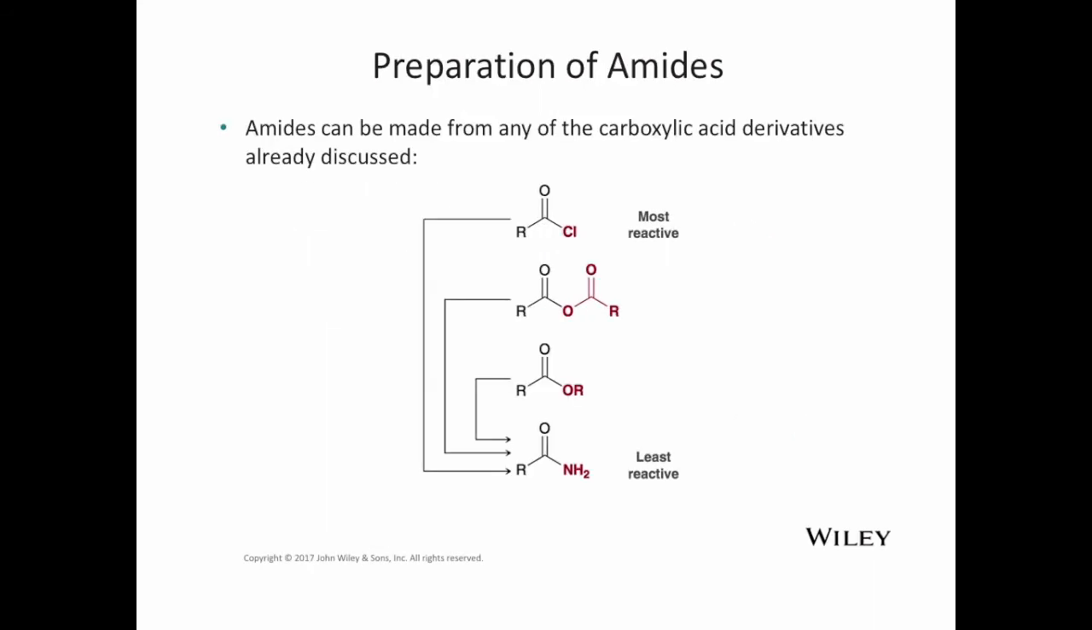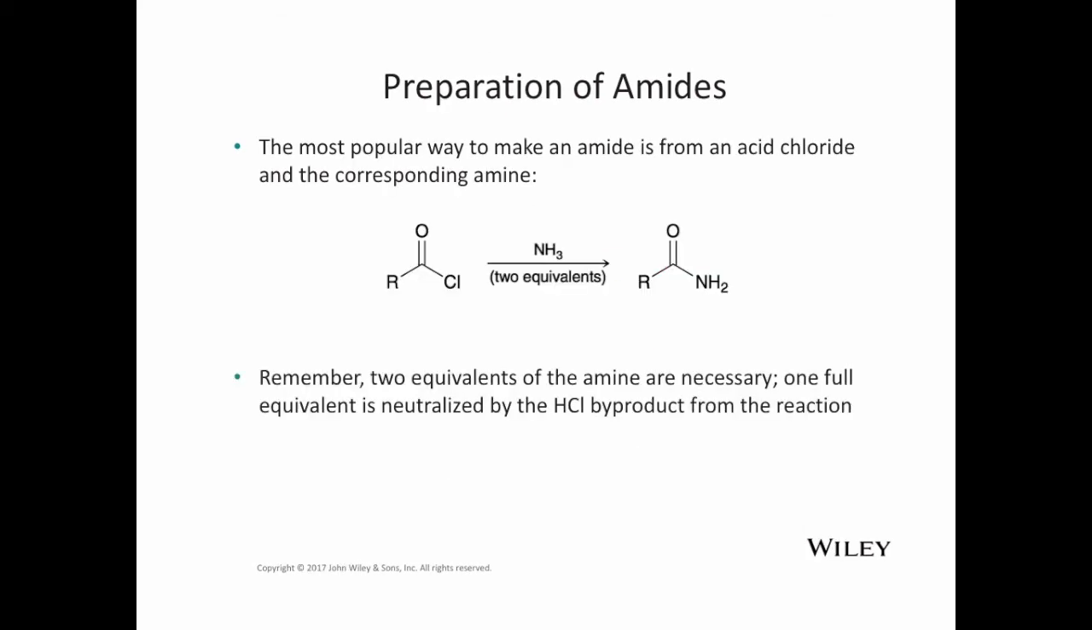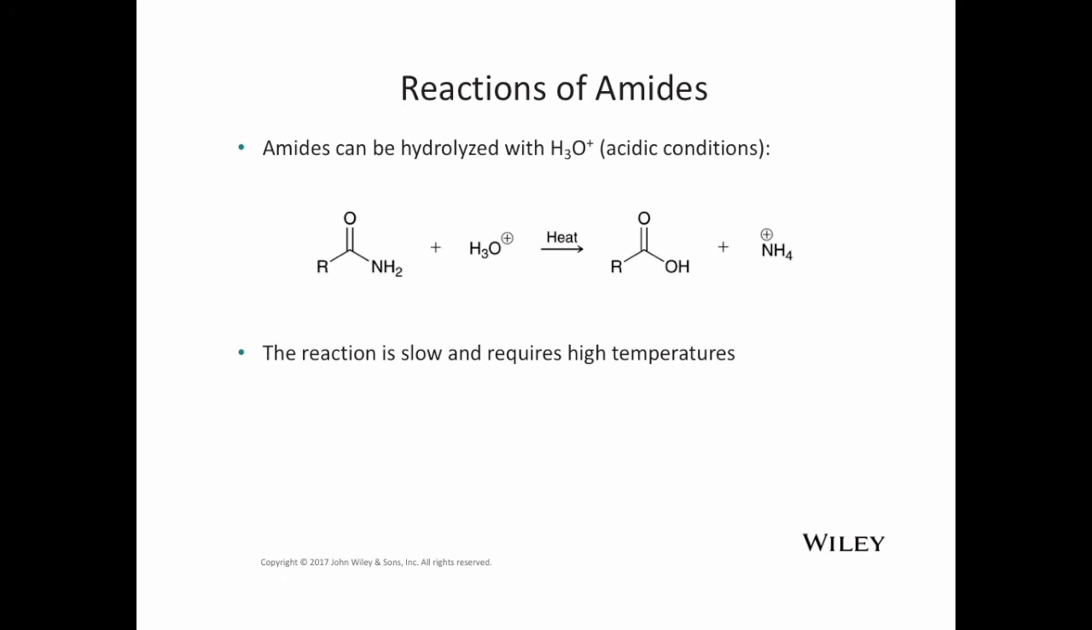As discussed, amides can be made from any of the carboxylic acid derivatives that are more reactive than it, which are the ester, the chloride, and the anhydride. And the most popular way to make an amide is from the acid chloride. And you need two equivalents of whatever amine you're using because you get HCl as a byproduct and we want to neutralize that. Amides can be hydrolyzed, but this is a slow process and requires high temperatures.